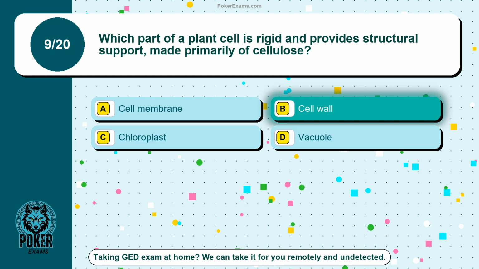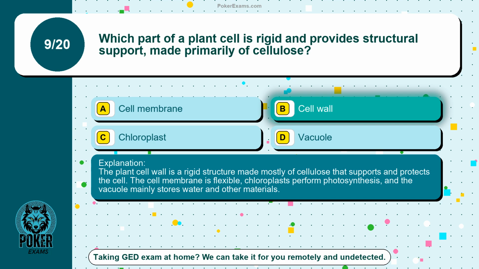Cell wall. The plant cell wall is a rigid structure made mostly of cellulose that supports and protects the cell. The cell membrane is flexible, chloroplasts perform photosynthesis, and the vacuole mainly stores water and other materials.